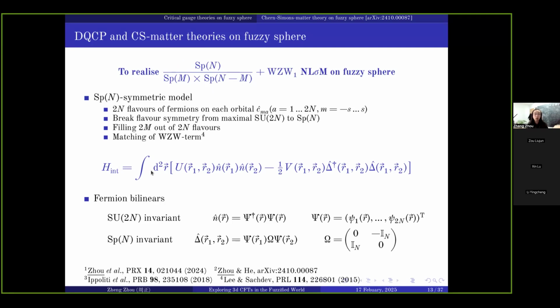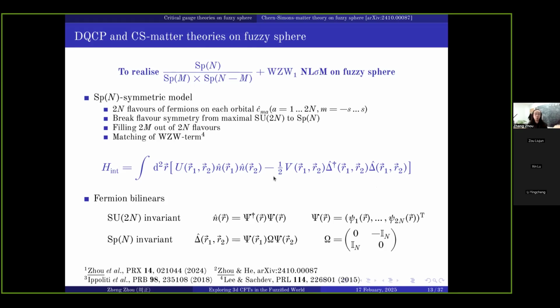More concretely, we construct the interacting Hamiltonian through fermion bilinears. For example, there is an SU2n invariant bilinear, psi dagger psi. We add a density-density interaction, which preserves the SU2n symmetry. And there can be a pairing operator, psi omega psi, where omega is the symplectic matrix. This term breaks the SU2n symmetry, but preserves the Spn symmetry. So we add a pairing interaction term.